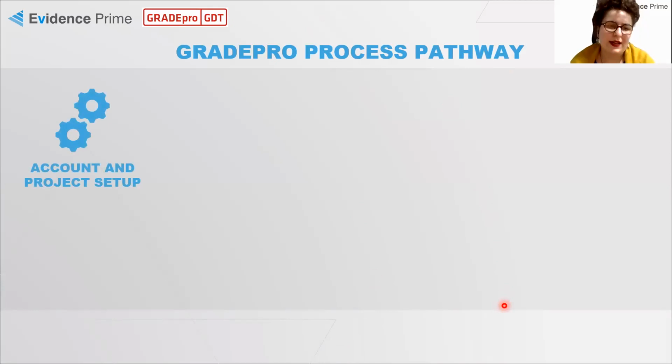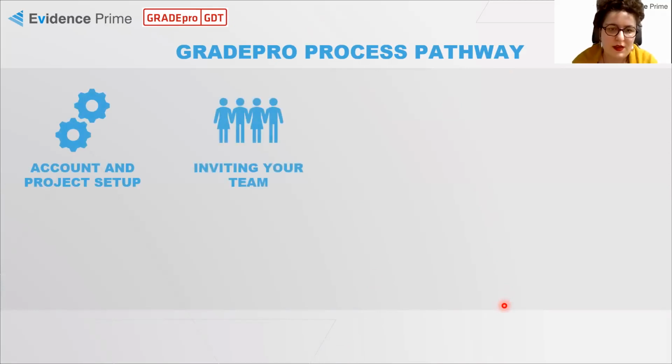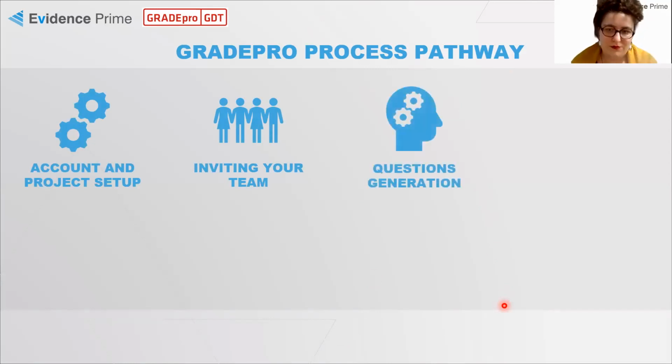So to sum up the process that you can have in GRADEpro, it begins with account and project setup. So you create your account, you create your projects, you invite your team, then you brainstorm the questions and outcomes together with the panel of experts. When the questions are ready and outcomes are entered, you enter the data you have gathered in the systematic review.